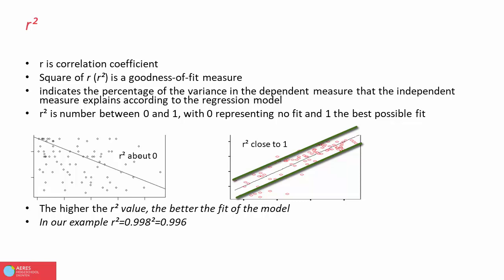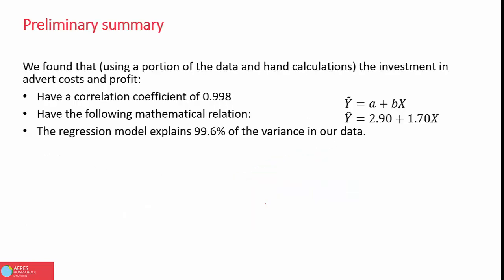So in our case, the R we had was 0.998. If we square it, we get to an R squared value of 0.996, which again is fairly high. So what we found was that the relationship between the investment that we made in advert cost and the profits had a correlation coefficient of 0.998. We found a mathematical equation of y hat is 2.9 plus 1.7 times x, and an R squared value of 0.996, or in other words, 99.6% of our data was explained by our model.